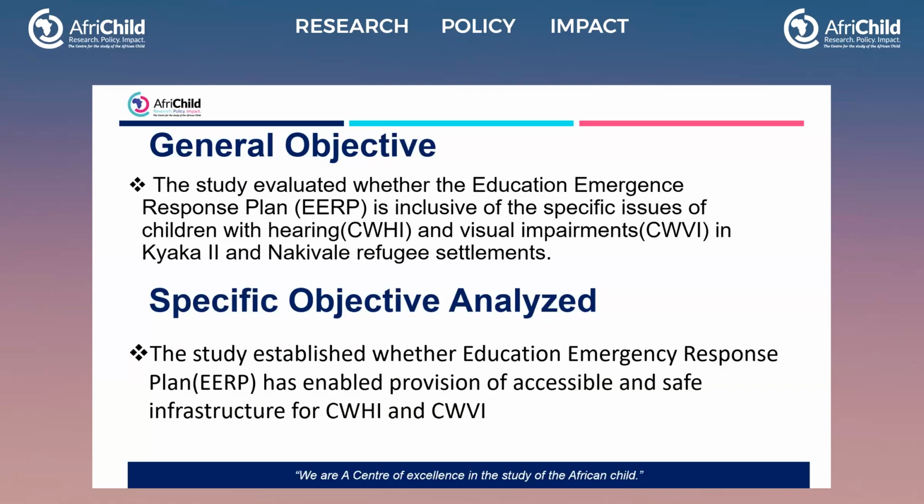The others were to determine how the ERP has supported teachers' recruitment, training, and professional development with competencies in sign language interpretation, braille literacy, and mobility. The other was to establish whether ERP ensures provision of appropriate instructional materials for children with hearing and visual impairments. The other was to ascertain how ERP has developed capacity of relevant personnel to supervise, inspect, and guide teachers and educators working with these children of focus for our study, and also to determine how the ERP has enhanced community engagements to support the education of children with hearing and visual impairments.